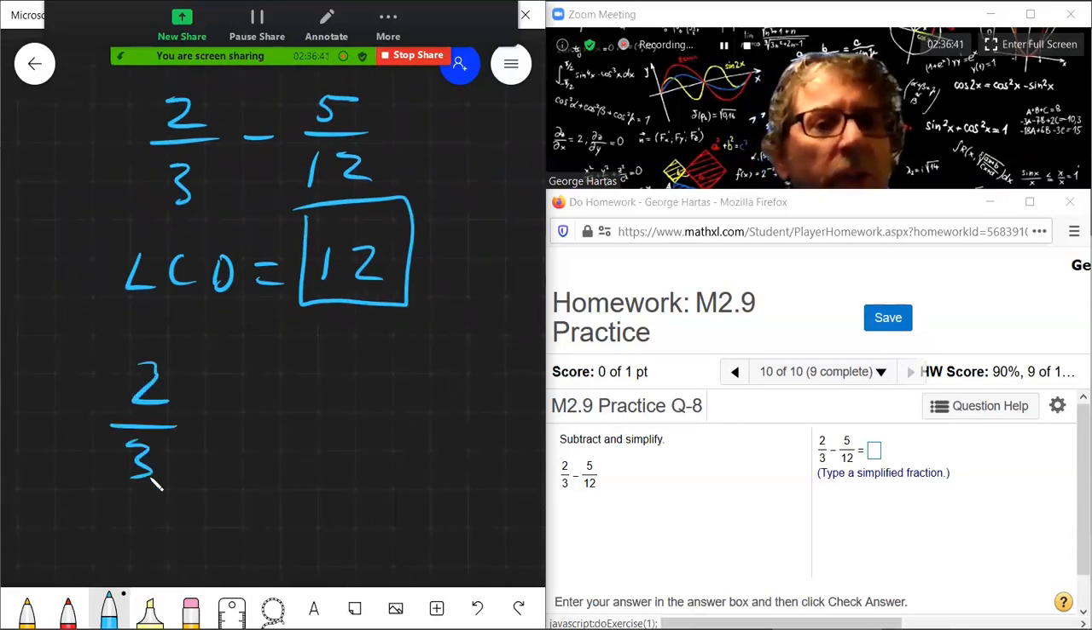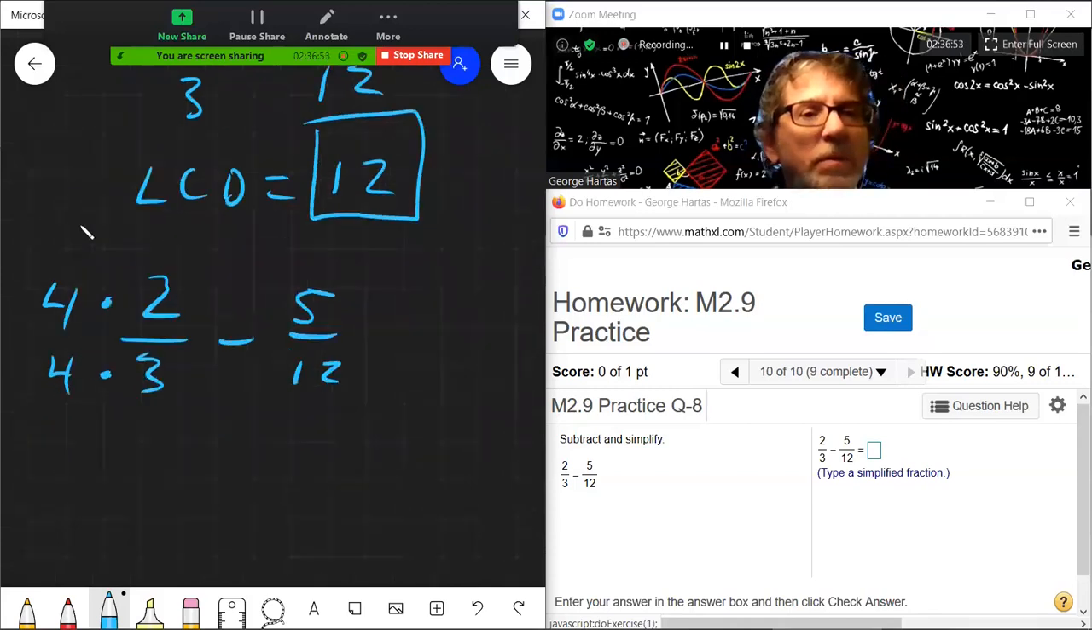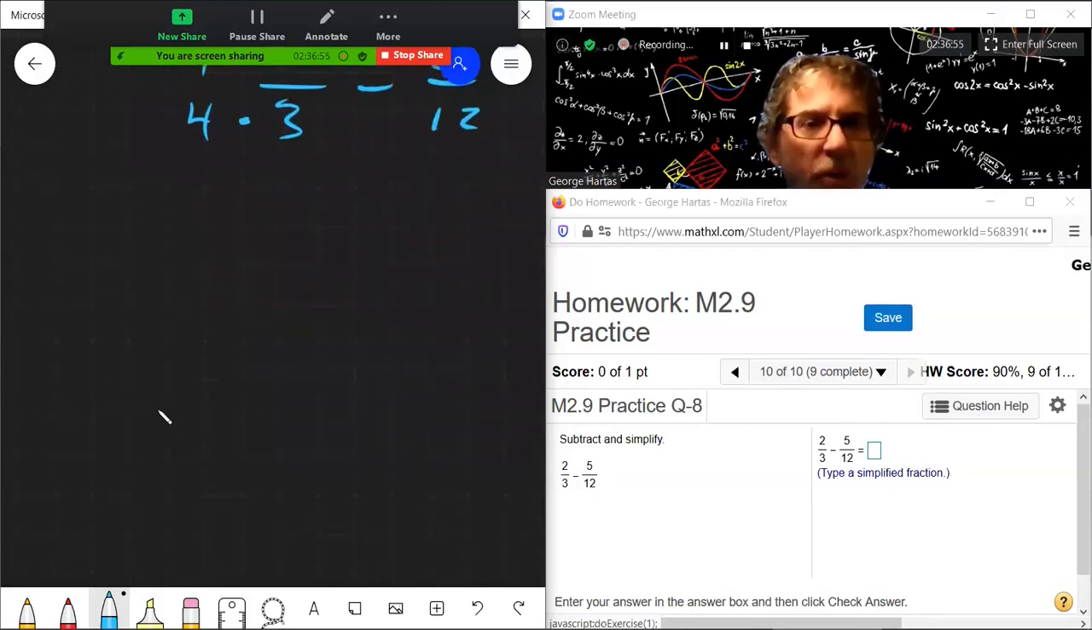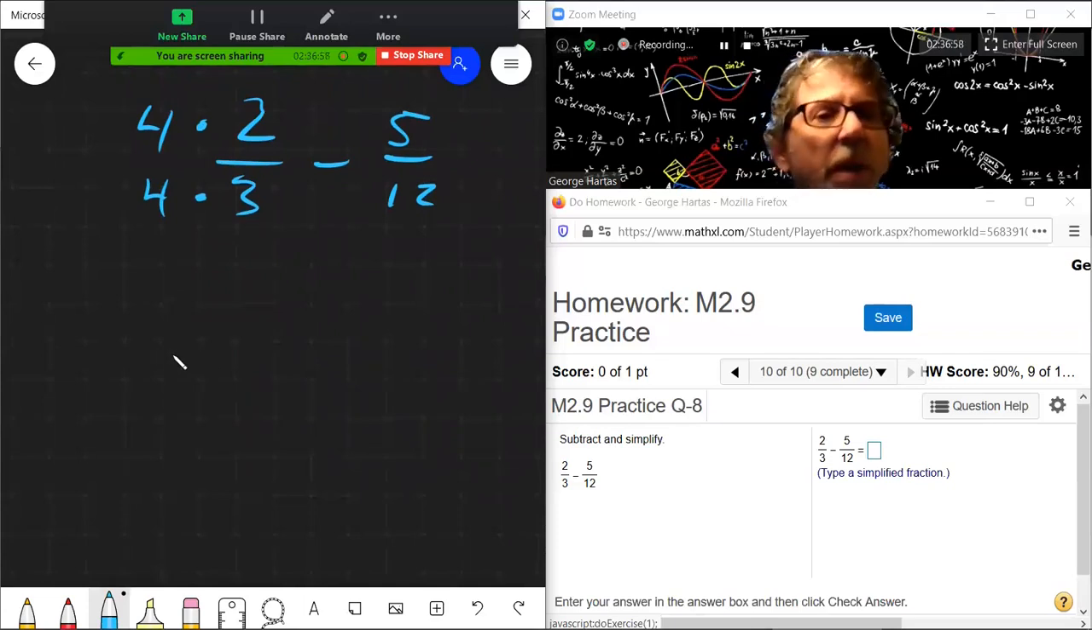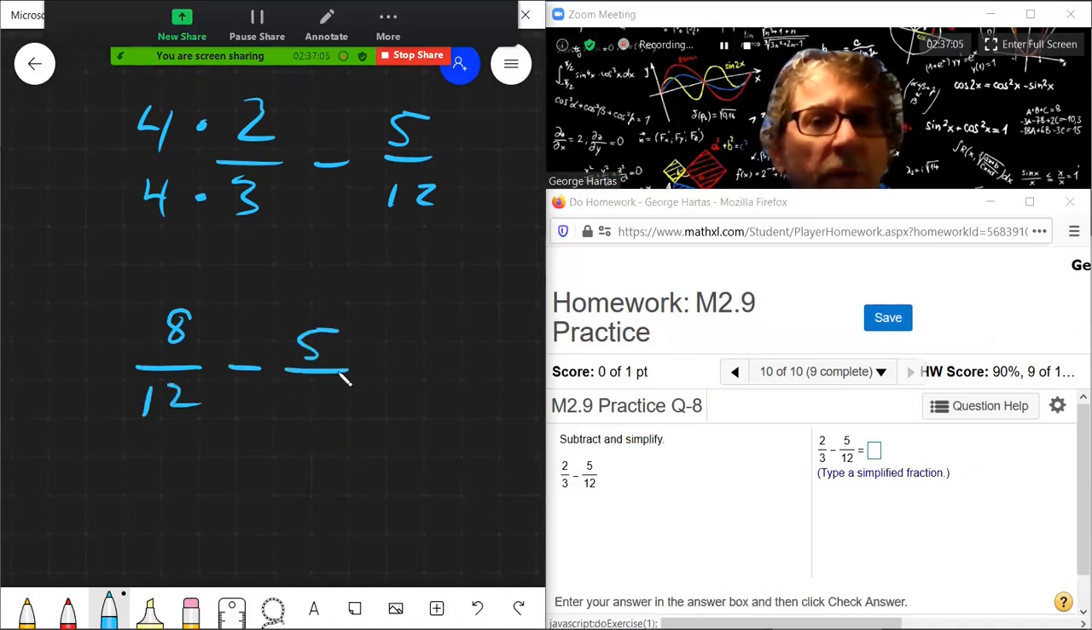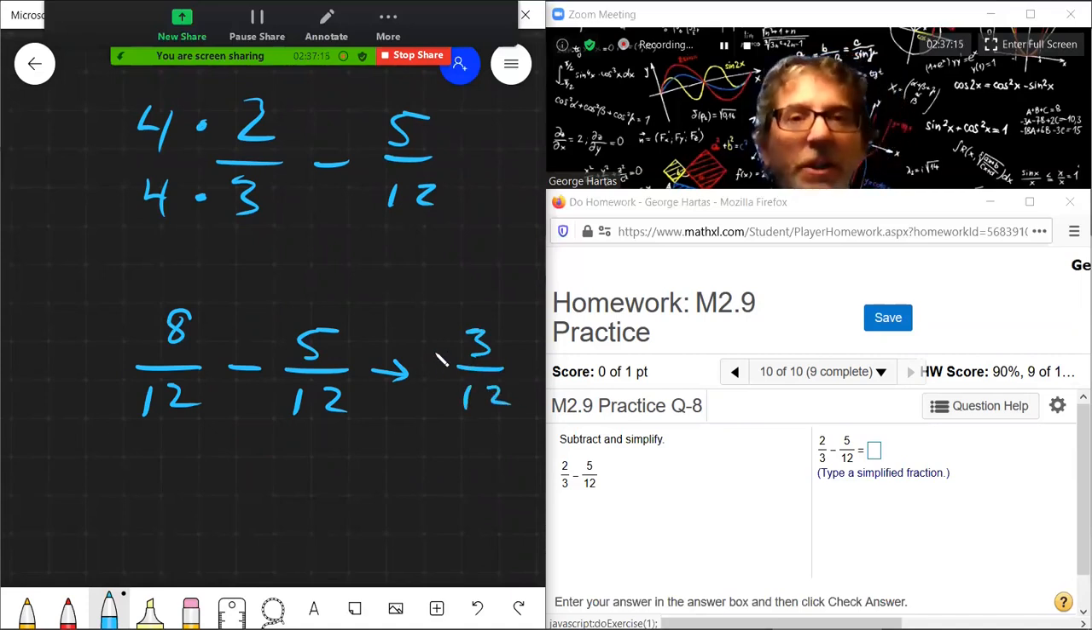Two thirds minus 5/12. What number times 3 is 12? 4, which makes this a 4. Okay, so multiply numerator and denominator. We get 8 over 12 minus 5 over 12. Let's subtract. 8 minus 5 is 3 over 12. And that's our answer, right?